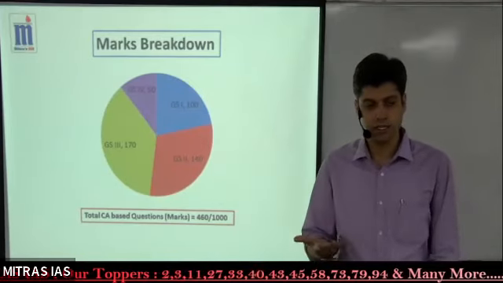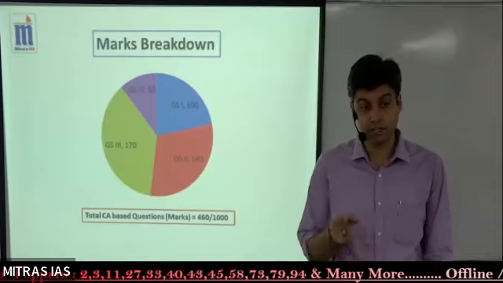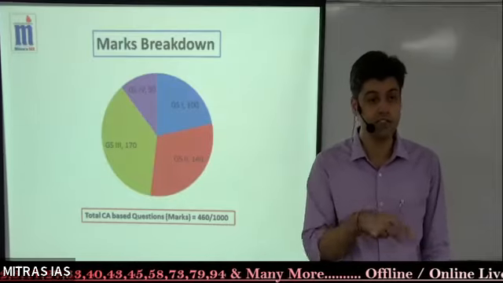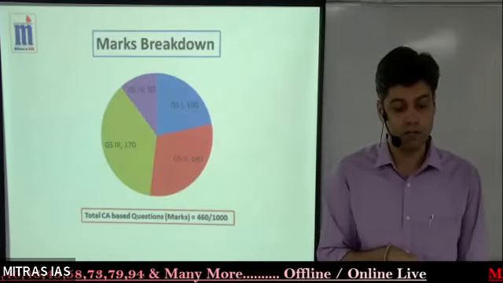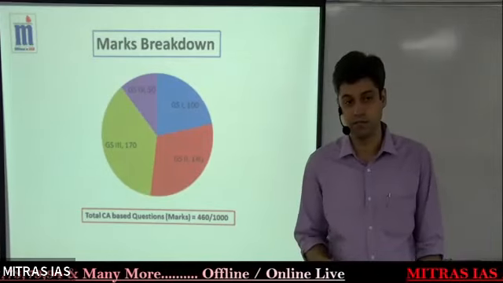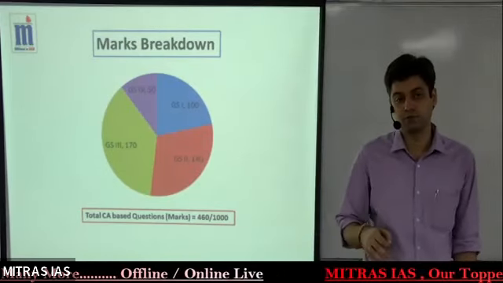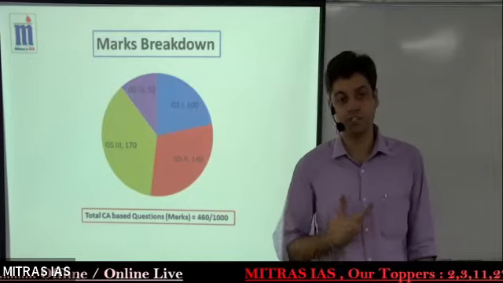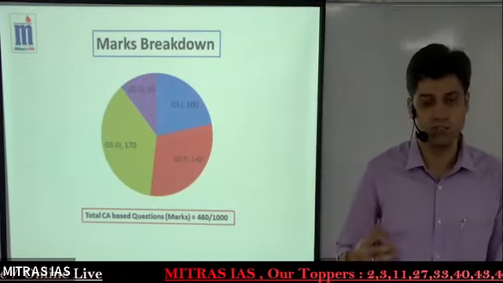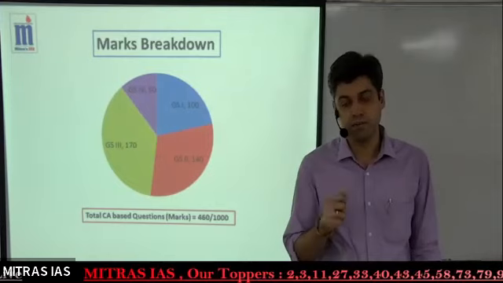Of course, history is something static in nature, but despite that, despite culture and modern history being covered, we still have 100 out of 250 marks specifically asked from the current affairs portion, which is covered in newspapers, articles, magazines, journals, which I will be telling you.